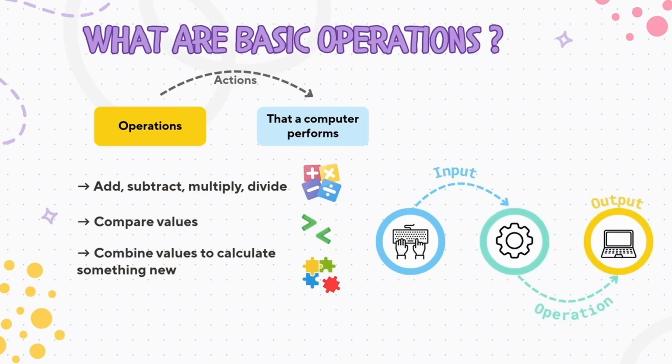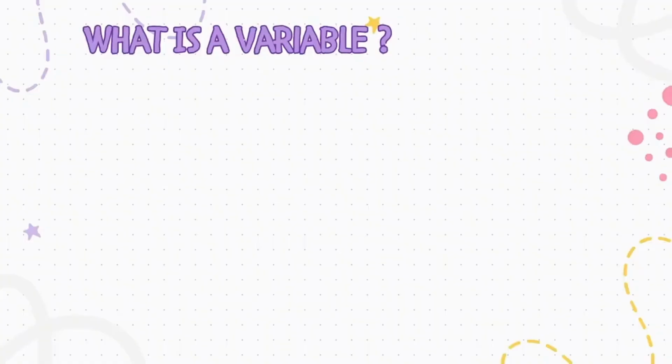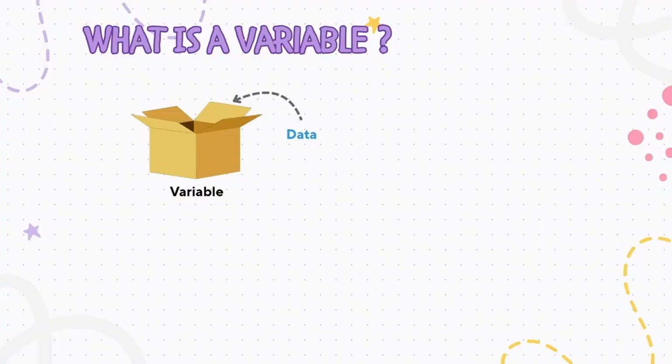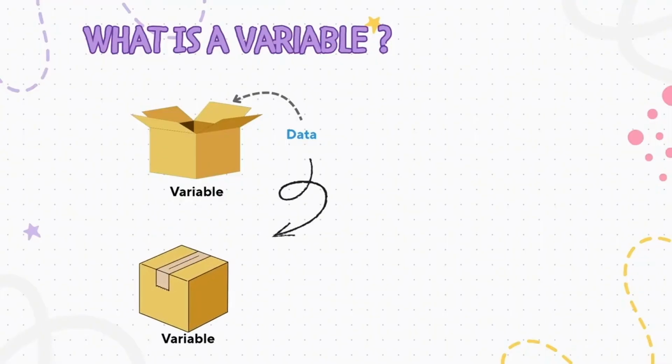And now that we have discussed what basic operations are, let's talk about variables. So what is a variable? A variable is a name that stores a value or some data for later use. Just like labeling a jar, you put something inside and then later you can call it or retrieve it anytime you want. Variables help computers remember information like numbers, text, and even results of calculations.